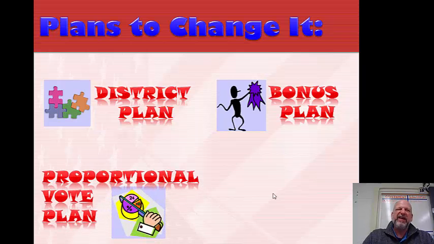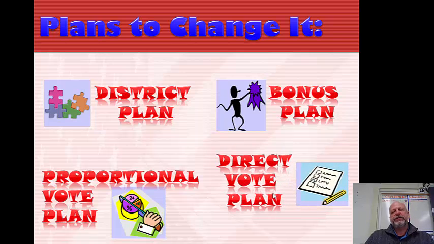Another more complicated and not very popular plan is the proportional vote plan, and that would be for each state to divide its electoral votes based on the proportion of votes that they won within the state. This seems a little bit more complicated than the most popular plan, which is the direct vote plan.